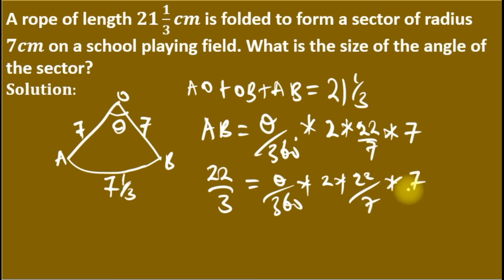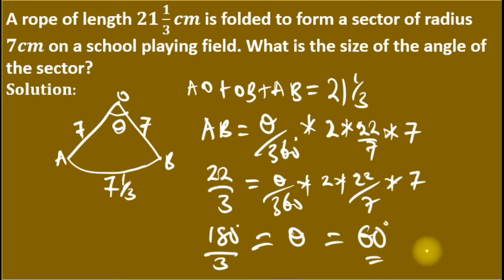So this is gone. 22 is gone here, 22 is gone here. Do you get what I'm doing? The 7 is gone. 2 in 360 is 180. So theta is now 180 over 3, because the 180 goes over here to be 180 over 3. So our answer is 60 degrees. The angle is 60 degrees.